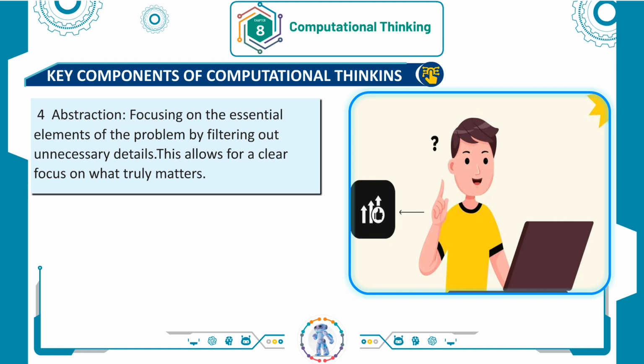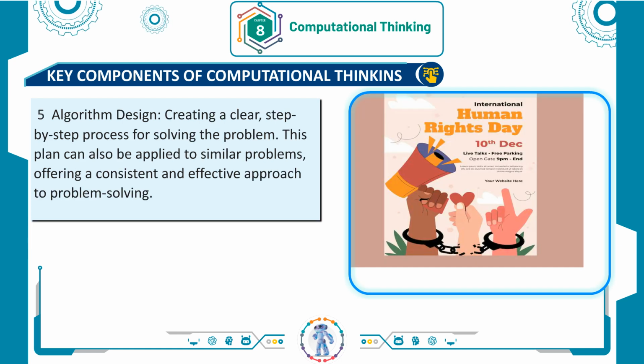4. Abstraction, focusing on the essential elements of the problem by filtering out unnecessary details. This allows for a clear focus on what truly matters. 5. Algorithm design, creating a clear step-by-step process for solving the problem. This plan can also be applied to similar problems, offering a consistent and effective approach to problem solving.